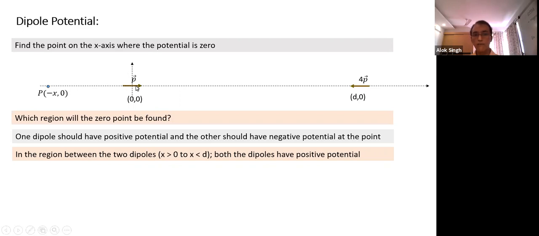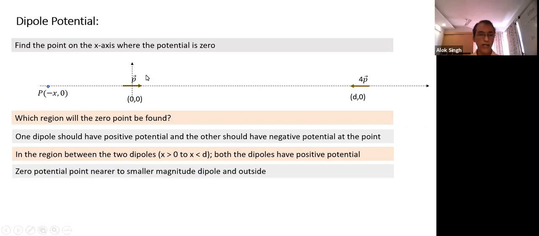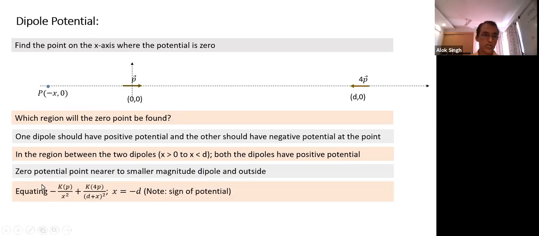So we'll write the potential due to P at a point minus x, and write the potential due to 4P. Can all of you write an expression? What is the formula? K times the dipole moment divided by the square of the distance. Positive in front of the dipole moment, and negative on the back side of the dipole moment. So for the potential due to P, what expression will I write? Minus K times P divided by the square of the distance. The minus has come because it is on the negative side of the dipole.